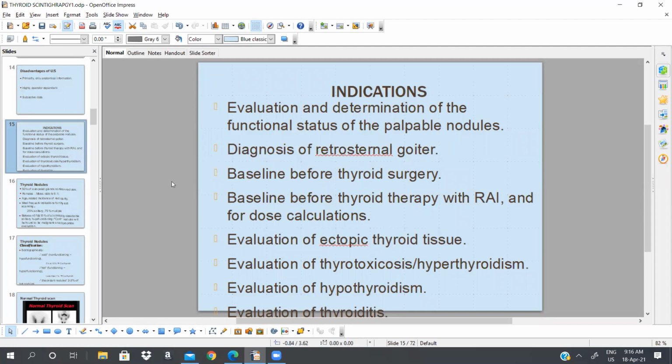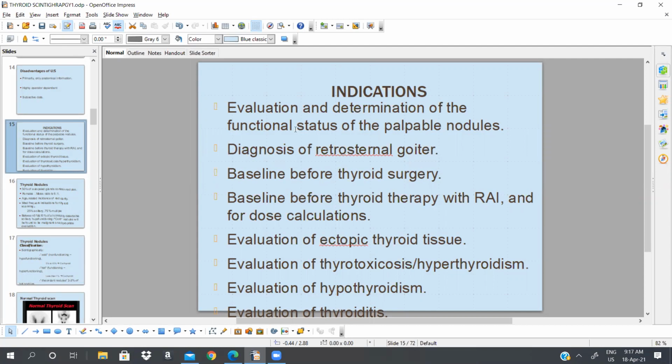And you can also do nuclear medicine as a baseline before thyroid surgery. Why is this important? Because the surgeon thinks that they removed the whole thyroid in case of cancer, but actually it sometimes happens that a big part of the thyroid is left behind. The surgeon did not remove everything. So when you have a baseline before surgery and a thyroid scan after surgery, you can compare. You also need a baseline before thyroid therapy with radioactive iodine and for dose calculation. Also evaluation for ectopic thyroid tissue, in case of metastatic thyroid cancer, evaluation of thyroid toxicosis, hyperthyroidism, evaluation of hypothyroidism, and evaluation of thyroiditis.